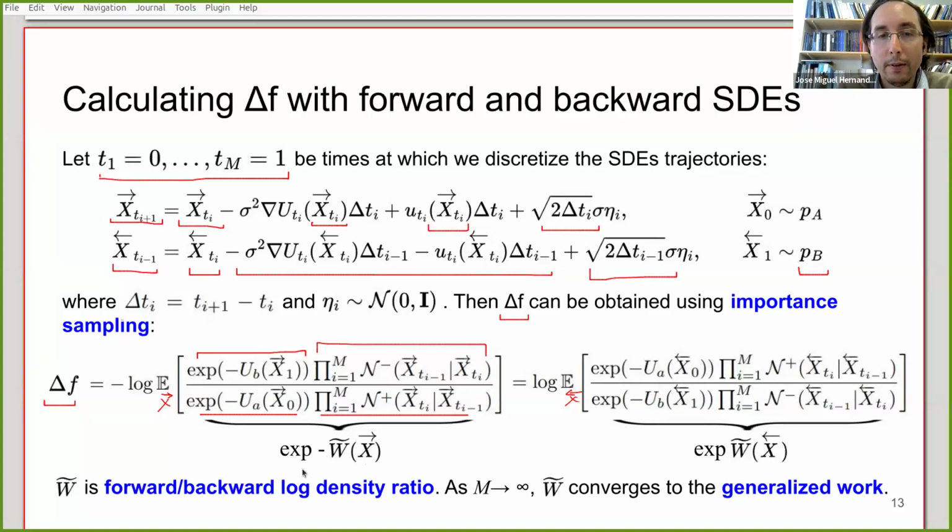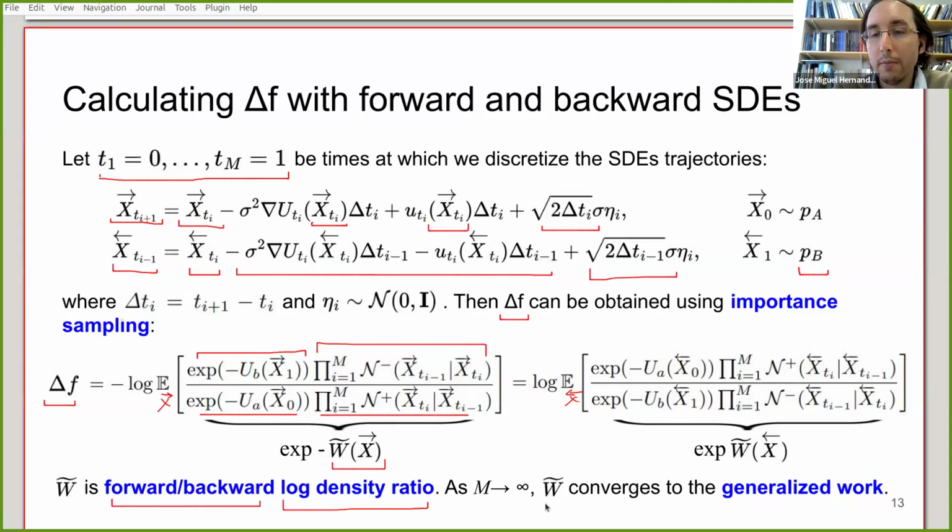Interestingly, you can also call W the log density ratio between the forward model and the backward model. So you calculate the density ratio between the probability distribution that the forward model would give to one of these trajectories of the discretized SDEs, and divide it by the probability density that the backward model would give to that.